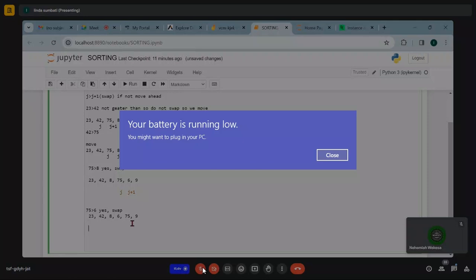So our J will be 75 and our J plus 1 will be 9. I'm not going to write the J and J plus 1 now because you people have understood what I'm doing. Is 75 greater than 9? Yes. So you swap. So 9, then 75. So you realize that 75 has now gone to the end.